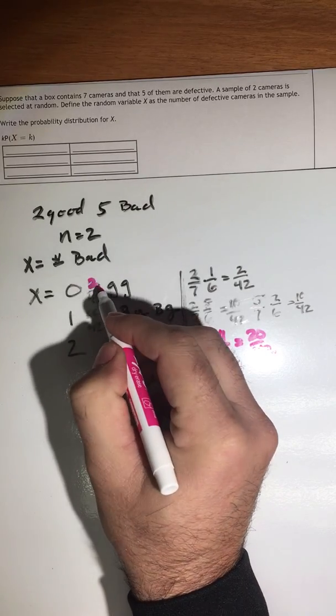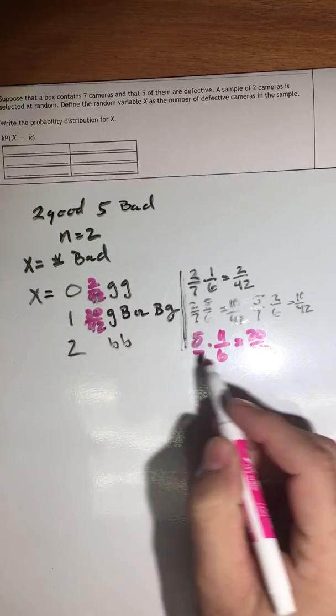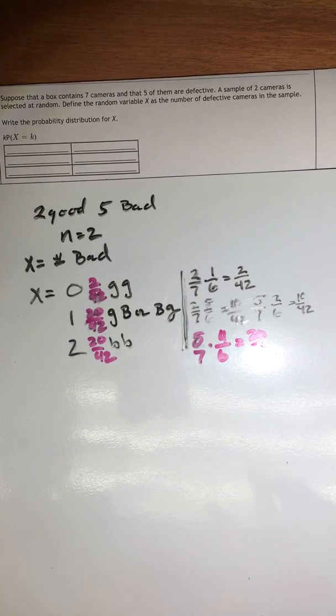So there's my probabilities: 2 out of 42, 20 out of 42, and then the last one is 20 out of 42. I hope that helps.